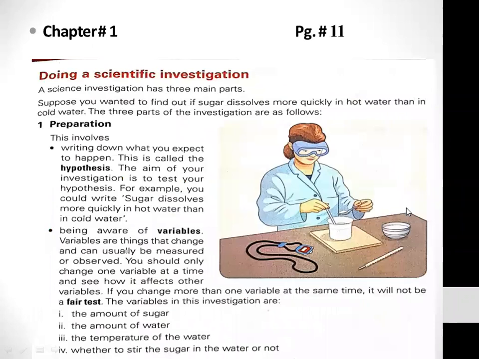This is your book page 11. Okay, doing a scientific investigation. So a scientific investigation has three main parts. Suppose you want to find out if sugar dissolves more quickly in hot water than in cold water. So the three parts of the investigation are as follows. Okay, so the first one is preparation.